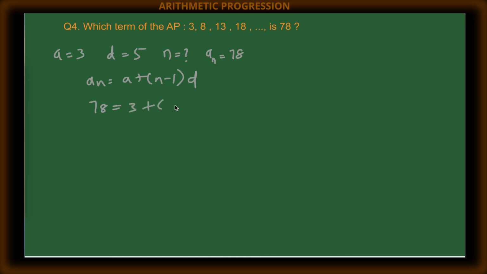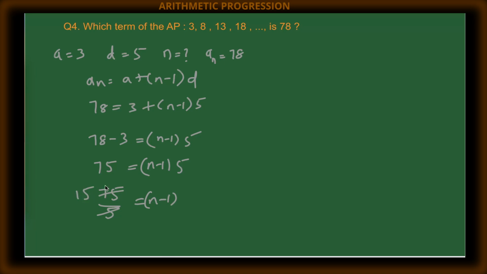3 plus n minus 1 into d. So we have d here. 78 is equal to 3 plus 5n, wait, 3 plus (n minus 1) into 5. I can either sort this or bring this 3 here. Let me bring this here. 78 minus 3 is equal to n minus 1 into 5. So this becomes 75 is equal to n minus 1 into 5. Let's bring this 5 here. 75 divided by 5 is equal to n minus 1.